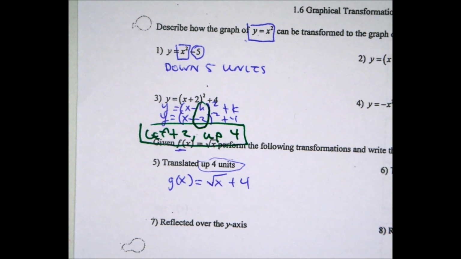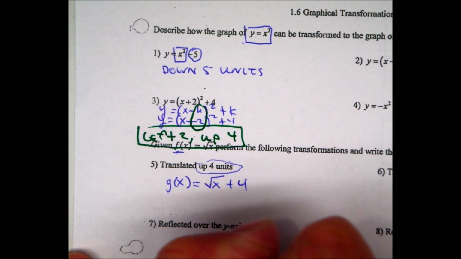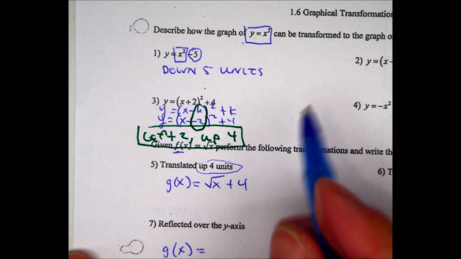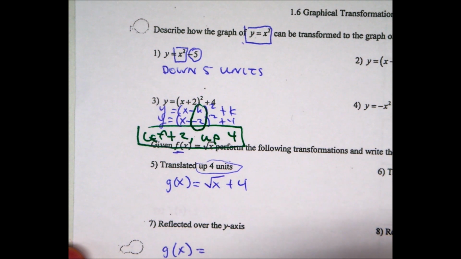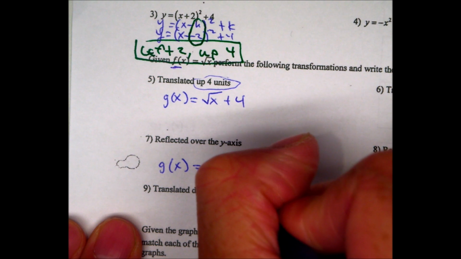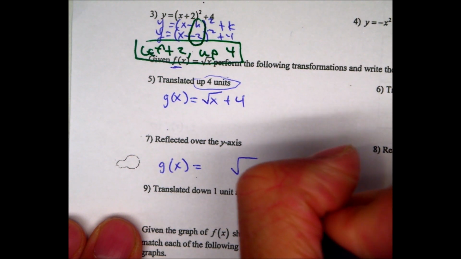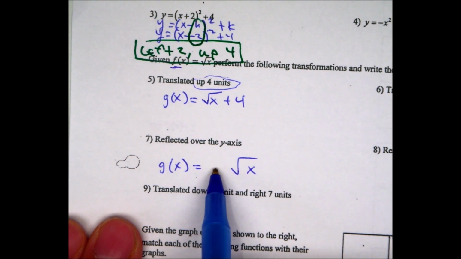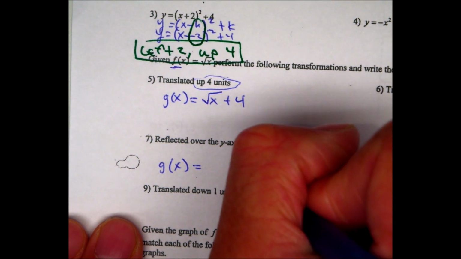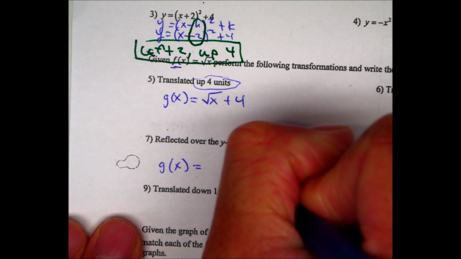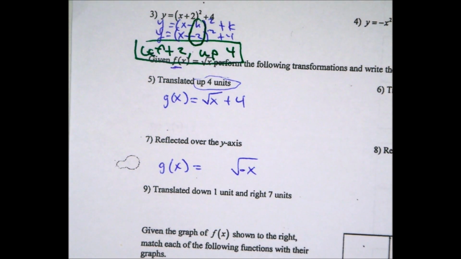Number 7, Regina. G of x equals negative... G of x equals what? Negative square root of x. So you want to put the negative on the outside. How I see it is if you put the negative on the outside, it's the x-axis, and we put the negative on the inside for the y-axis. Raise your hand if you got that one.